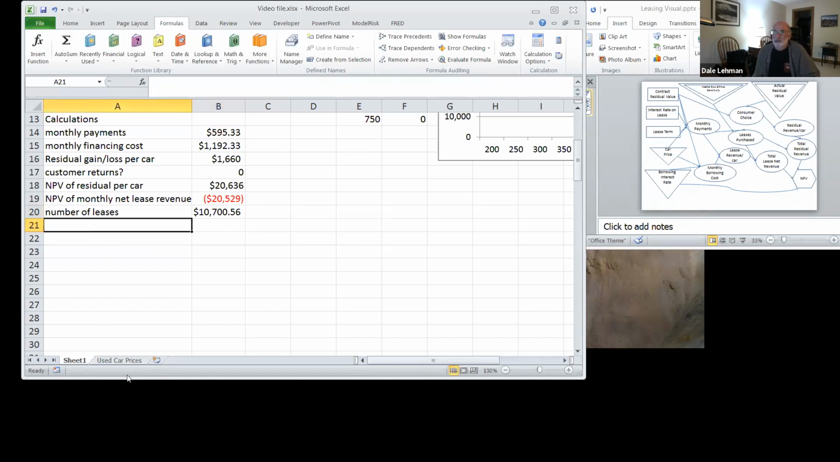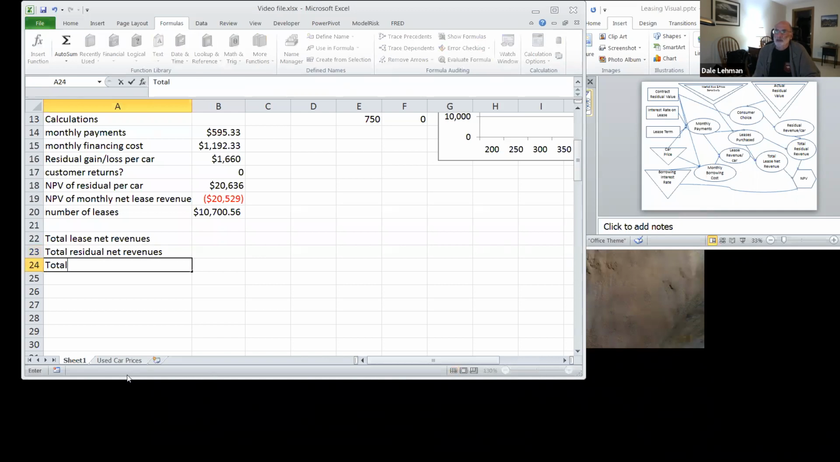And so we have, let's separate a little bit, the total lease net revenues, the total residual net revenues, and the total net present value. So we have it per car, we just need to multiply by the number of cars.